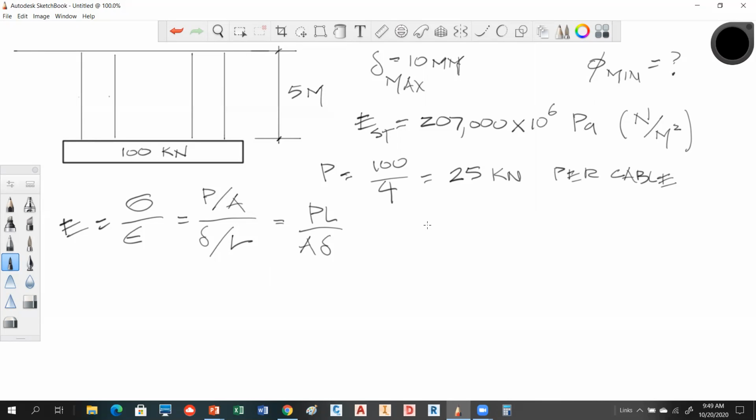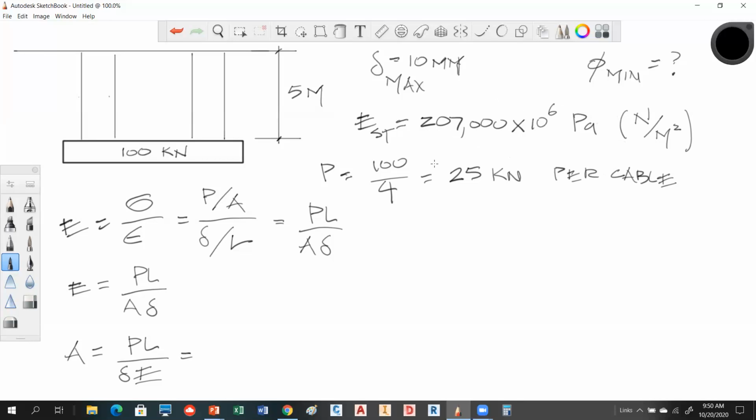So I want to rewrite this equation in terms of A. What I have here is E is equal to PL over A delta. Rewriting that, A is going to be equal to your force times your original length divided by delta E. And when everything's put in here, it'll give us what we need. So we can start plugging stuff in. Now notice, I want to make sure everything's in either meters, millimeters, and probably newtons. So I'm going to convert everything to newtons and meters.